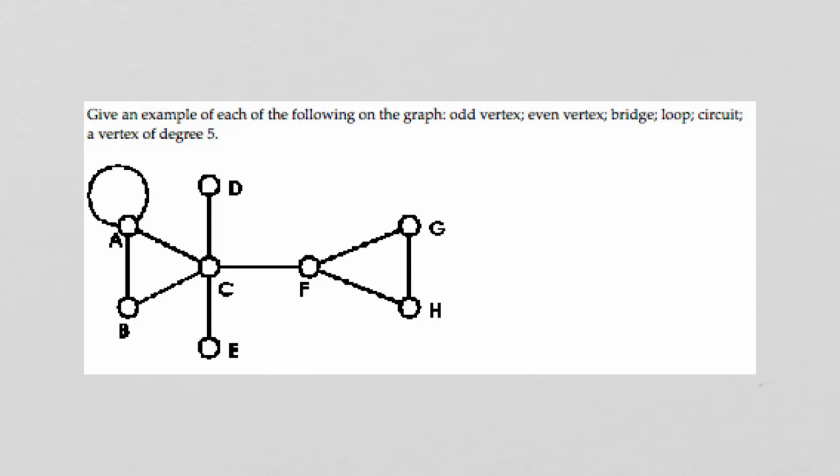So some more vocab words that we can pretty much put all together. So we have the concept of odd versus even vertex. We have bridge, which we just talked about already. We also have loops, circuits, and degree of 5.